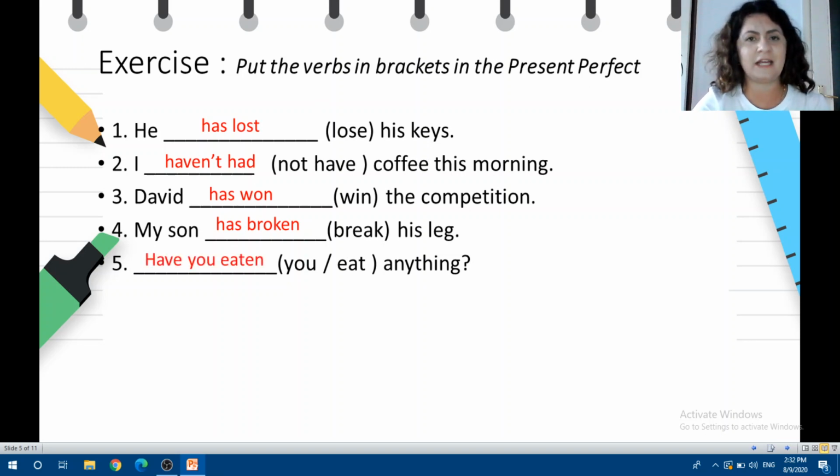Have you eaten anything? Here we use the interrogative form of present perfect tense.